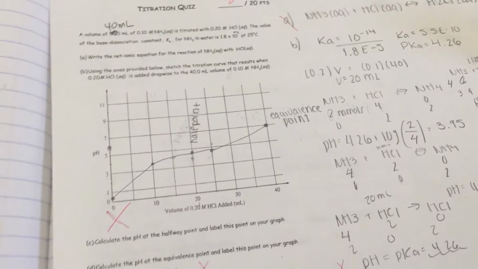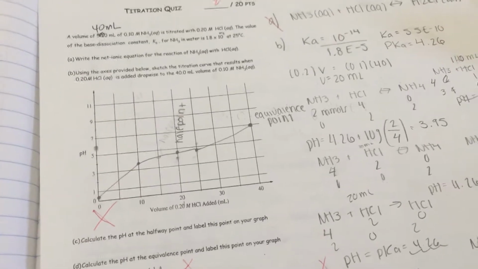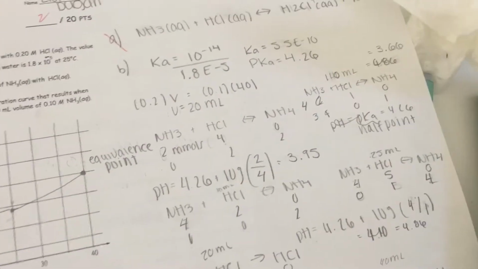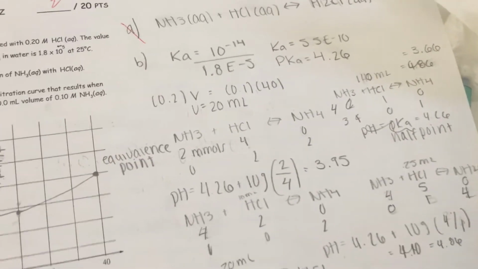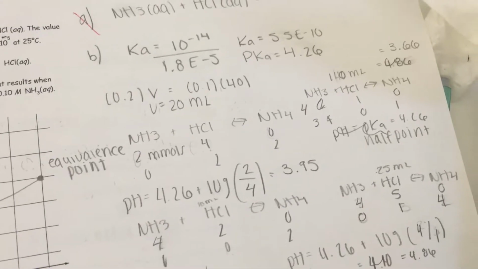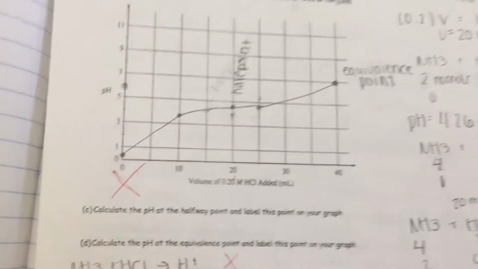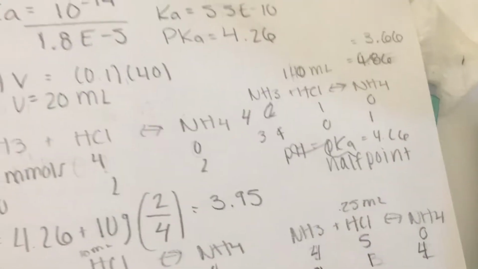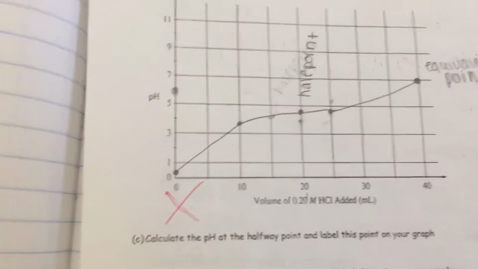The mistake I made on my quiz is I tried to use the Henderson-Hasselbalch equation, but I miscalculated the value and I got a halfway point of about 4.26, which is not correct, and I also got the wrong volume at the halfway point.